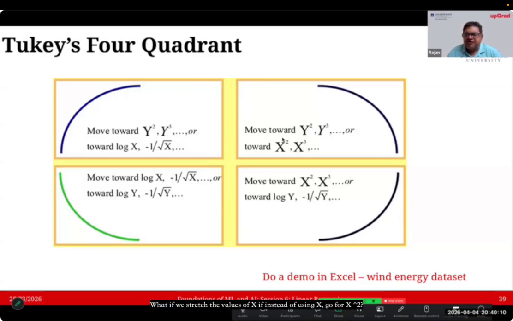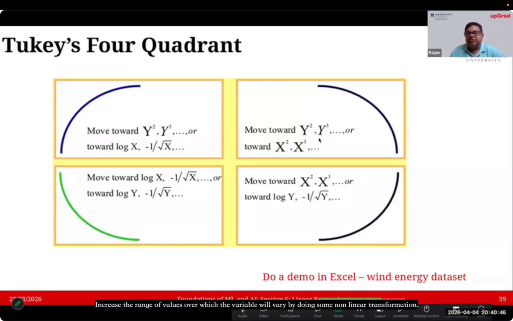When the model has stretched the values of x, if instead of using x you go for x squared, the predicted probability is stretched. So when x is 2, x squared becomes 4. When x is 3, x squared becomes 9. If it's x cubed, and x is 3, x cubed becomes 27. So you stretch. This is called the upward ladder. It increases the range of values over which the variable will vary.